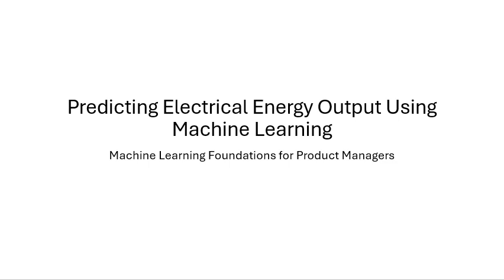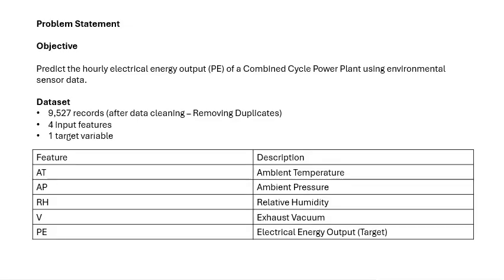Hello everyone. In this project, predicting electrical energy output using machine learning, I have developed a learning model to predict the hourly electrical energy output of a combined power plant. The objective was to use the historical environment sensor data to accurately estimate the plant's net electrical energy generation. Accurate energy prediction helps our plants improve operational planning, optimization, and making informed decisions.